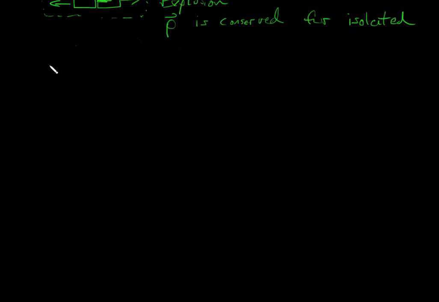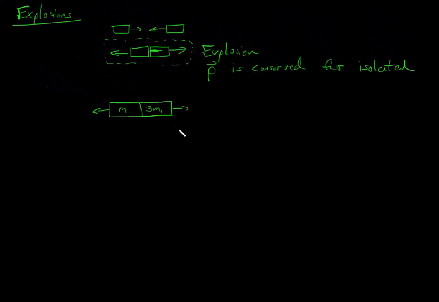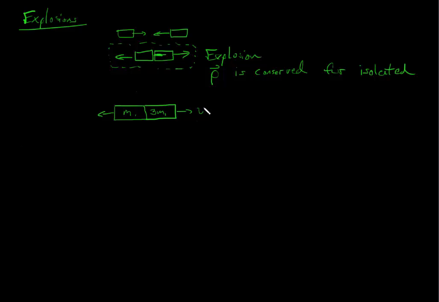So let's say we had a cart with mass 1, and then we had another cart sitting next to it with some other mass on it. Let's say it was 3 times the mass 1. So we push the little button, it releases the spring, and these things fly off. Now we want to know, what's the velocity over here? We'll call this A and this B. What's the velocity of B?